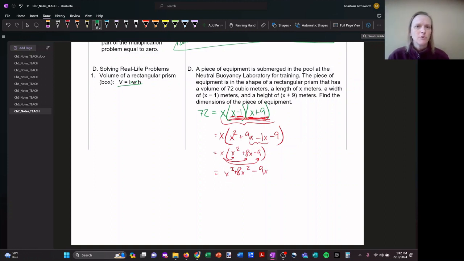Okay, so up to this point, I haven't written the 72 down here, but all of these are equal to 72. Now I'm ready to subtract 72 from both sides of the equation so that I set my equation equal to 0. So 0 equals x cubed plus 8x squared minus 9x minus 72.